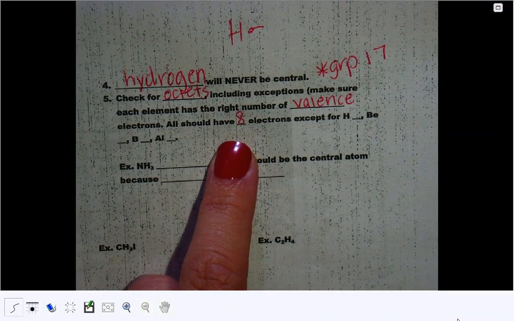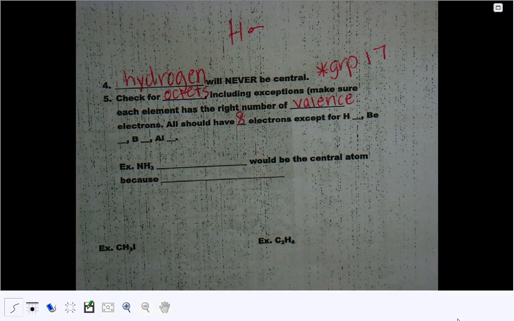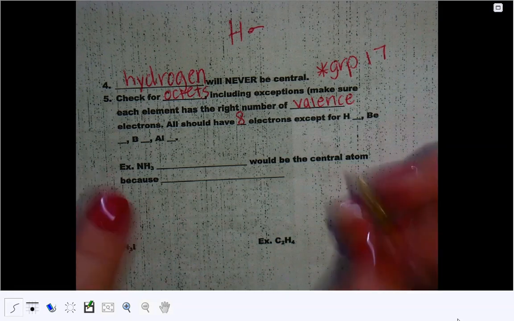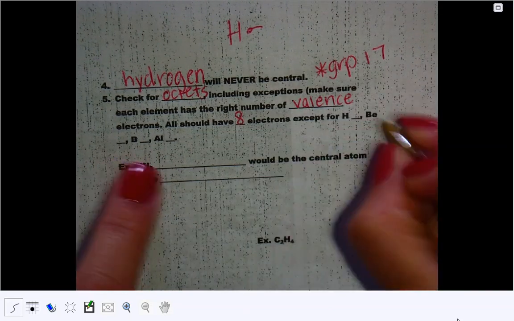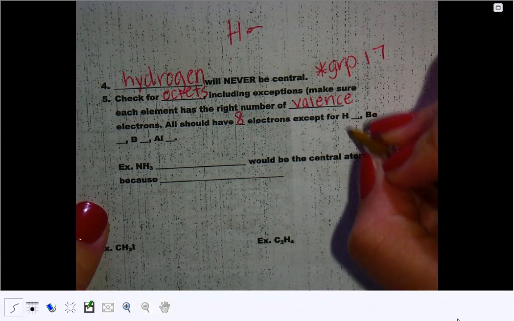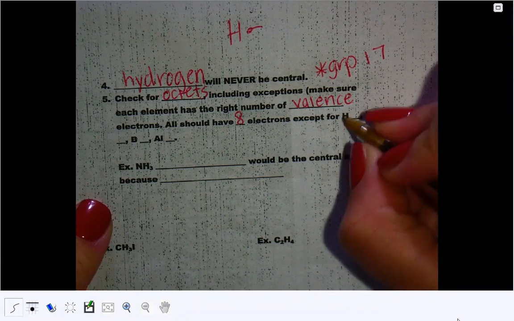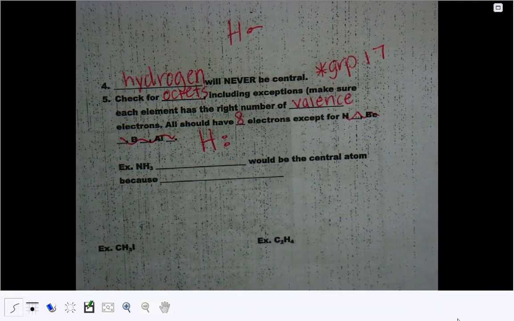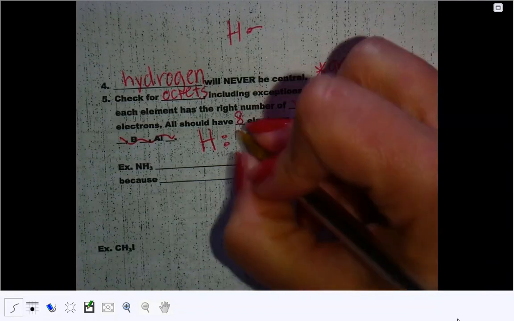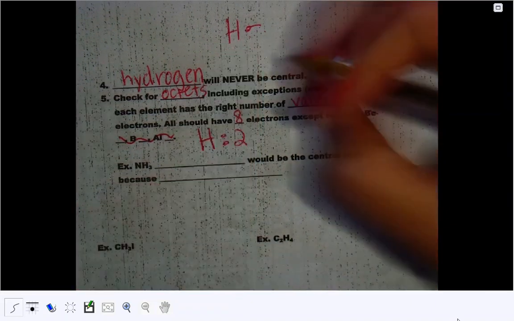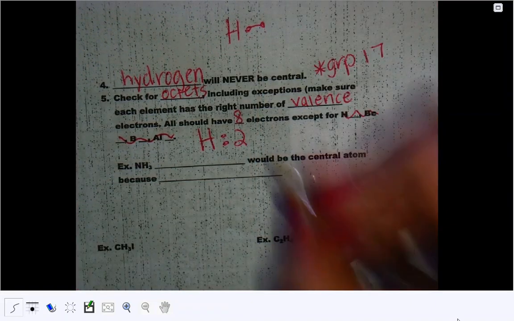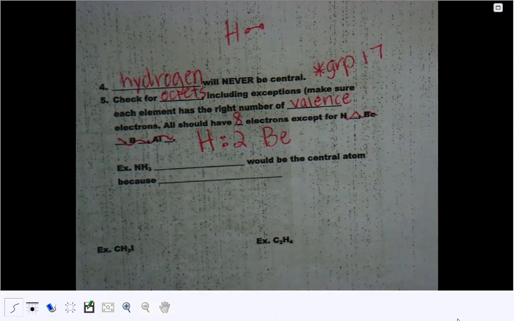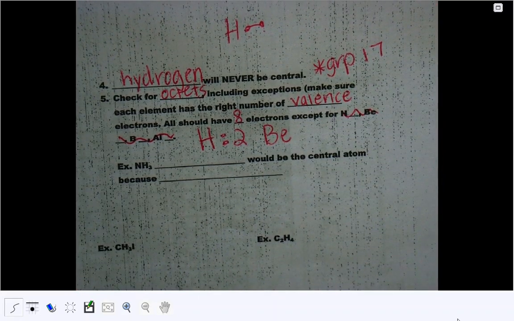Okay. But we do have these 4 exceptions, and you guys being advanced, we do make you know these, okay? So we're probably not going to provide them to you unless I'm feeling super nice. So your exceptions are how many? I'm going to rewrite them so they're a little bit bigger. Hydrogen. How many does hydrogen need to have? 2, exactly. It has 1 spot. It can only hold up to 2.